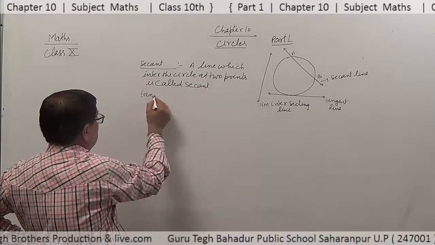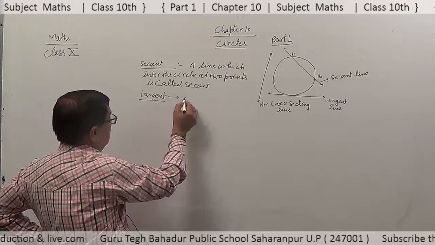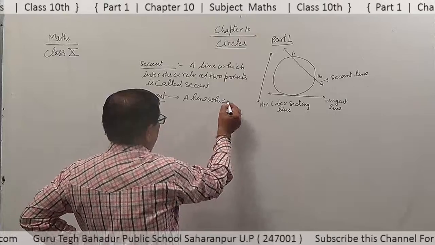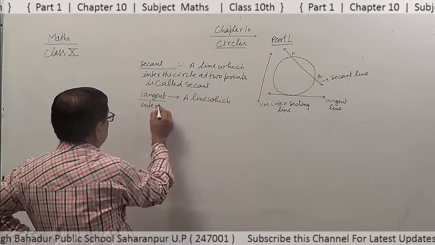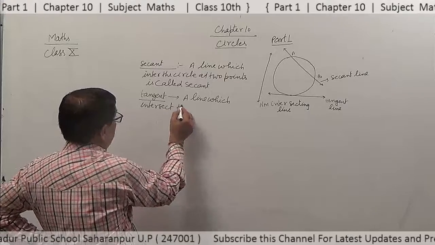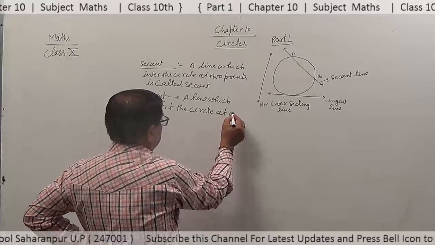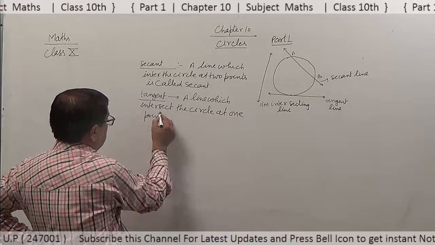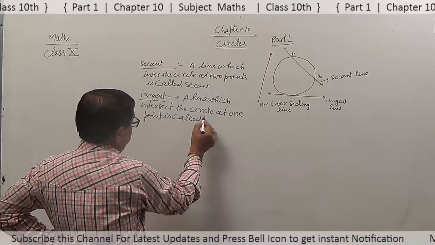Tangent: a line which intersects the circle at one point is called a tangent.